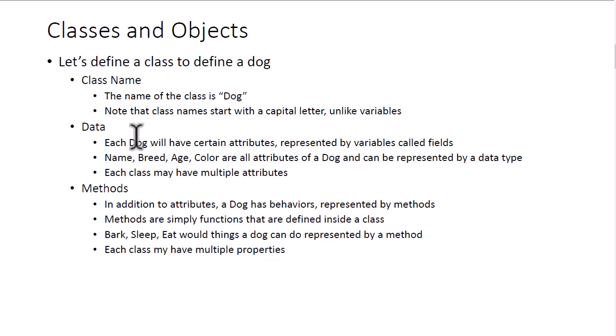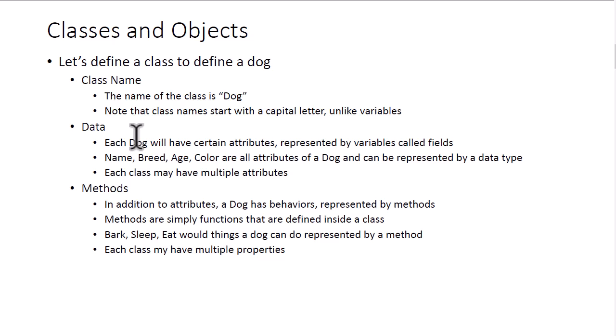So each dog will have a certain number of attributes, and those attributes we're going to represent by variables, or what's also called the fields. So same name, same item, different names. So an attribute or a variable or a field all refers to a specific data type, an integer, or a float, a double, a string, something like that. And we're all very familiar with those.